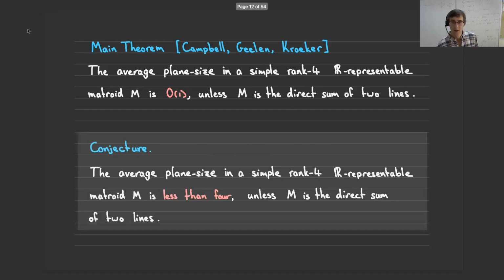Whatever we get, it's going to be far from the truth. So I think probably the right answer is actually 4. And this is just based on a sheer guess, based on the fact that Melchior in rank 3, lines give you 3, planes in rank 4, I think are going to give you 4. I can't construct counterexamples, so that's basically what we think might be true.